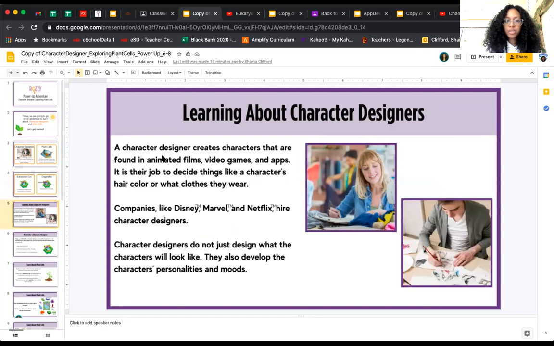So once again, a character designer creates characters that are found in animated films, video games, and apps. It's their job to decide things like a character's hair color or what clothes they'll wear. Companies like Disney, Marvel, Netflix, and so many others you've probably heard of hire character designers. Character designers do not just design what the characters look like, however. They also have to develop their personalities and moods.